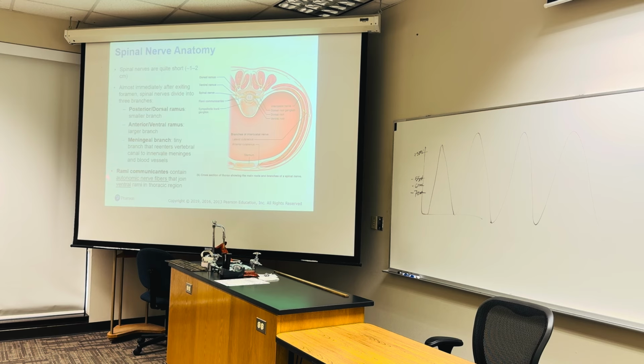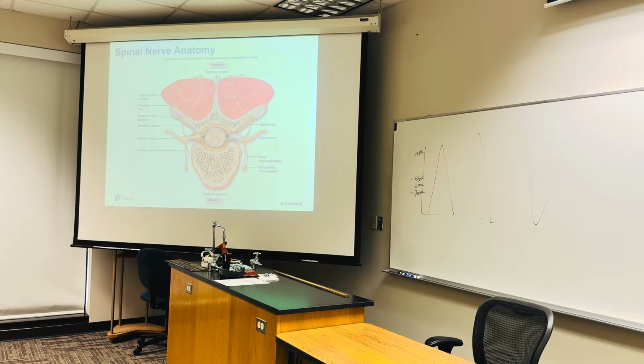Now let's talk about the rami communicantes. Communicantes comes from the word communicate. Whenever two nerves are communicating with each other, that is called the what? Rami communicantes. They contain the autonomic nerve fibers that join the ventral rami in the thoracic region.